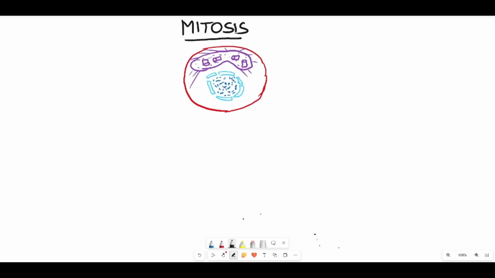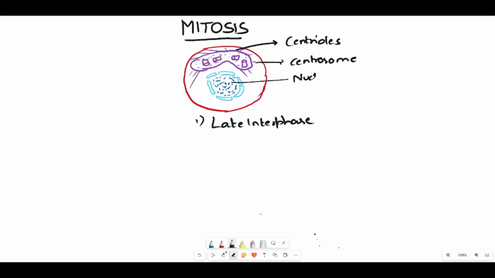Before starting the mitosis process, we have to know about the interphase. This phase we will be calling the late interphase. This part is called the centrioles and this part is called the centrosome. Inside we have the nucleolus. The outer covering is called the nuclear envelope.